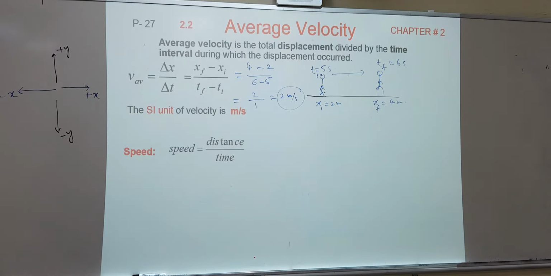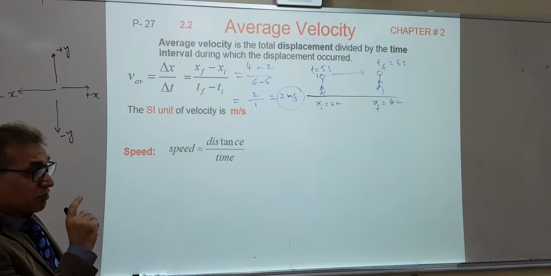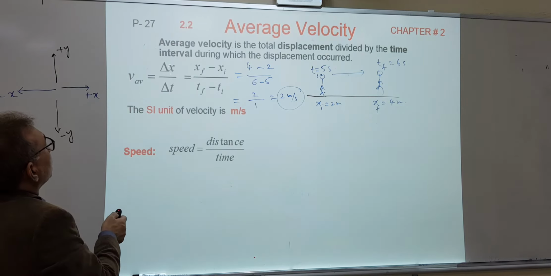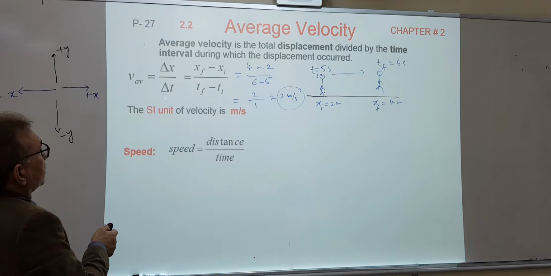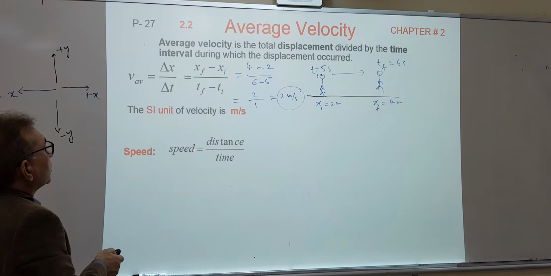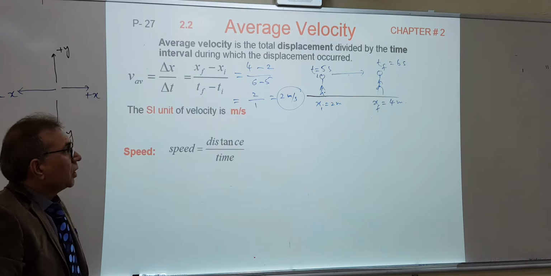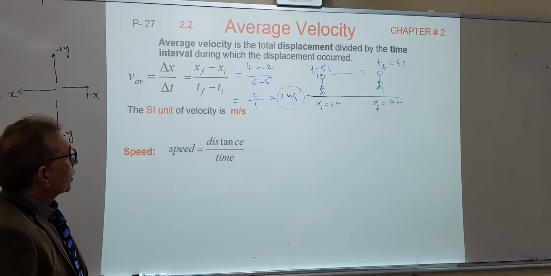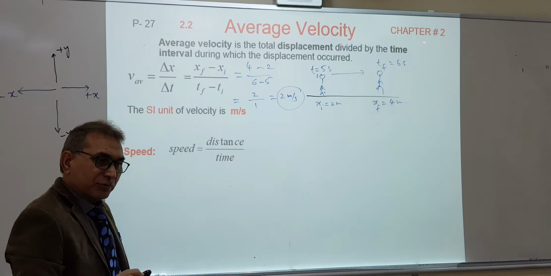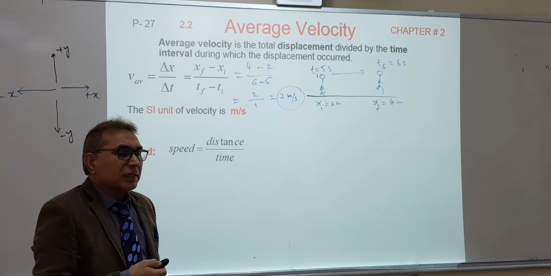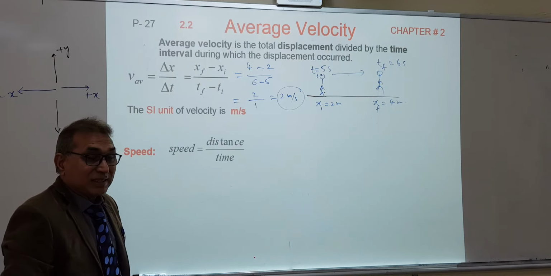Now, what is the difference between velocity and speed? Velocity is equal to displacement over time interval. Speed is equal to total distance divided by the total time. Okay? Now, you have a speedometer in your car. Whenever you are traveling, it is giving you the speed.